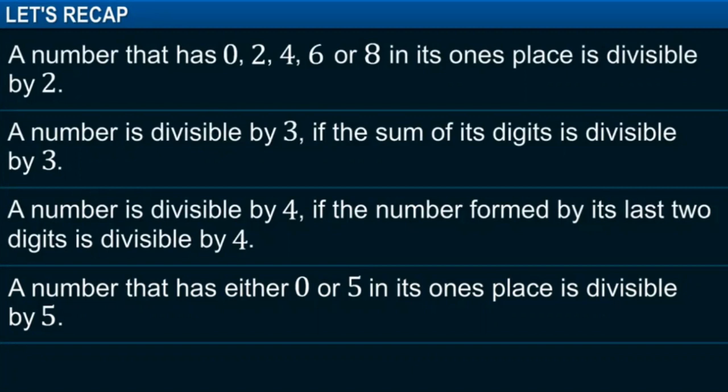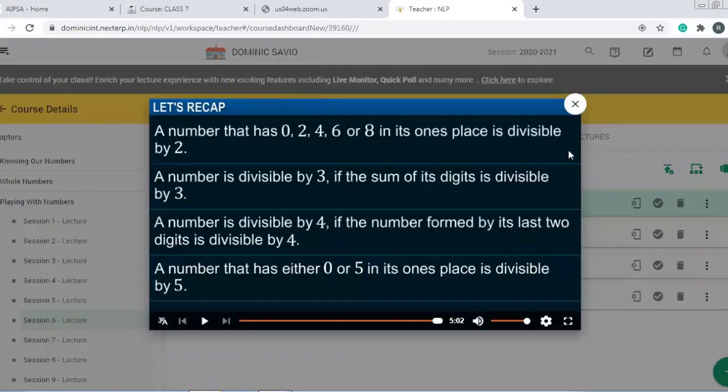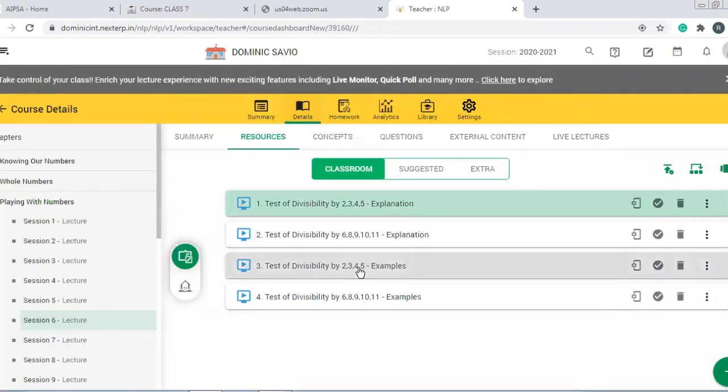Okay, so for divisibility by 4 we look at the last two digits, and for divisibility by 5 we look at the last digit, that is 0 or 5. So these are the things that we have studied: 2, 3, 4 and 5. Now we will see some examples.